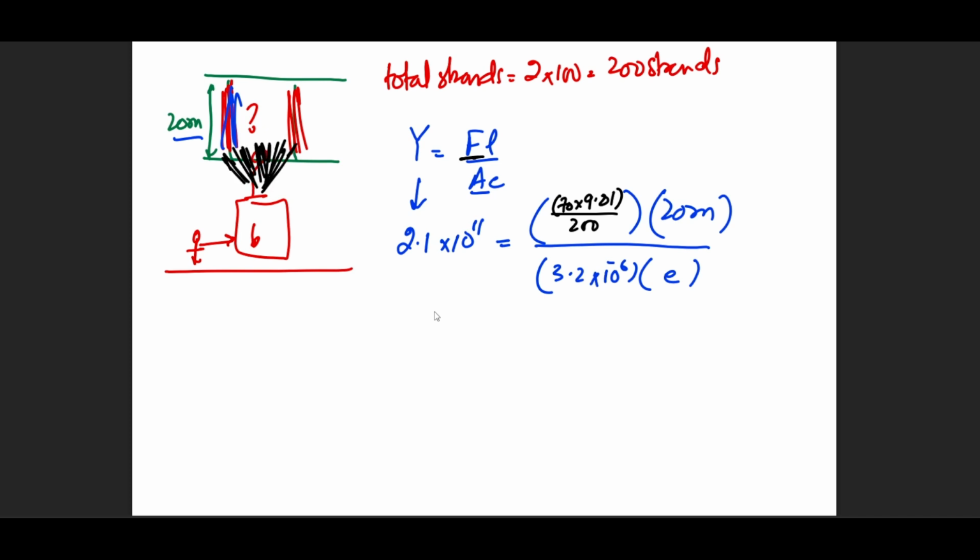So we are only looking for just one wire. This is the area of one wire. This is the Young's modulus. This is the length of one wire.